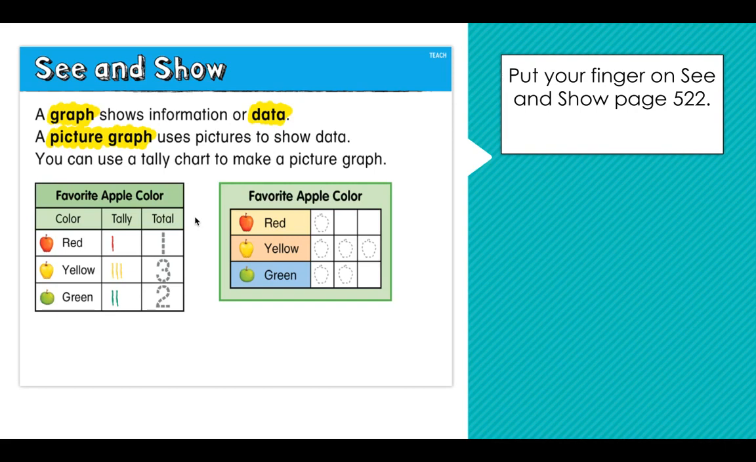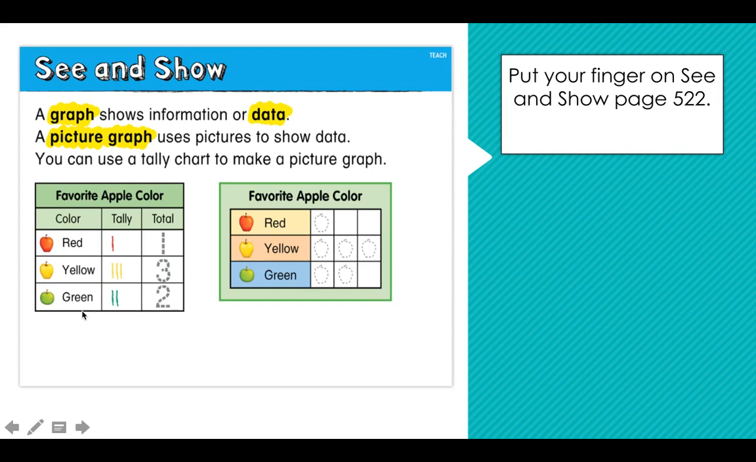Let's take a look at this tally chart. The title of this tally chart is Favorite Apple Color. So I know that the tally marks represent one person's favorite apple color. Let's take a look at the color choices. The first column says color. Red, yellow, and green are the apple color choices.